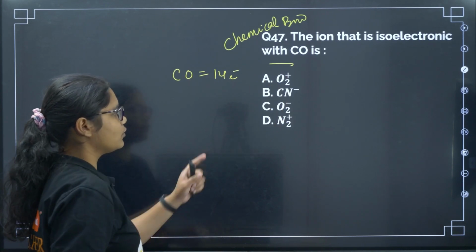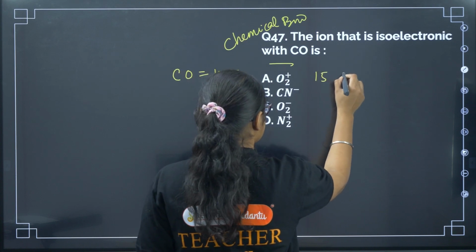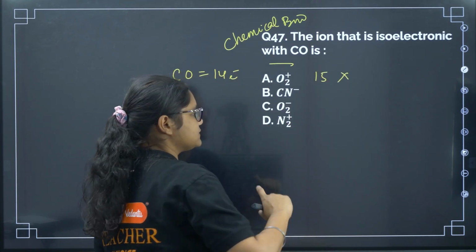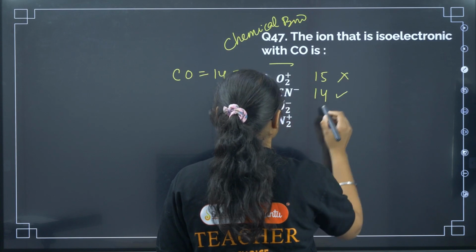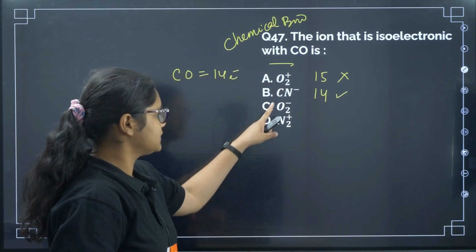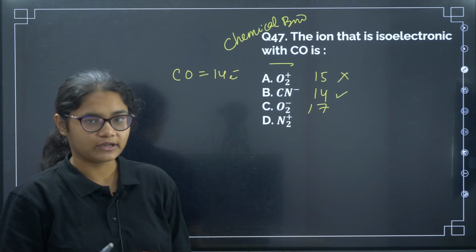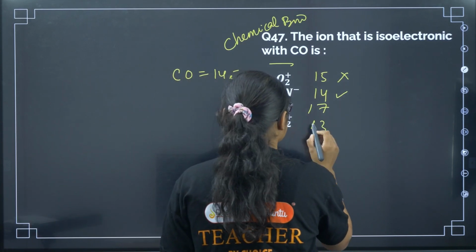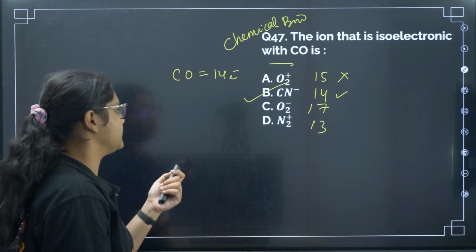Now if you check here, O2 minus, 8 plus 8, 16 plus 1 means total electrons is 17. Sorry, for the first one, 15. So this cannot be the answer. Carbon has 6, nitrogen 7, 13 plus 1, 14. So this can be there. O2, again 8 plus 8, 16 plus 1, that is 17. This cannot be the answer. N2 is 7 plus 7, 14, minus 1, that is 13. This cannot be the answer. So the correct answer for this question is option number B.